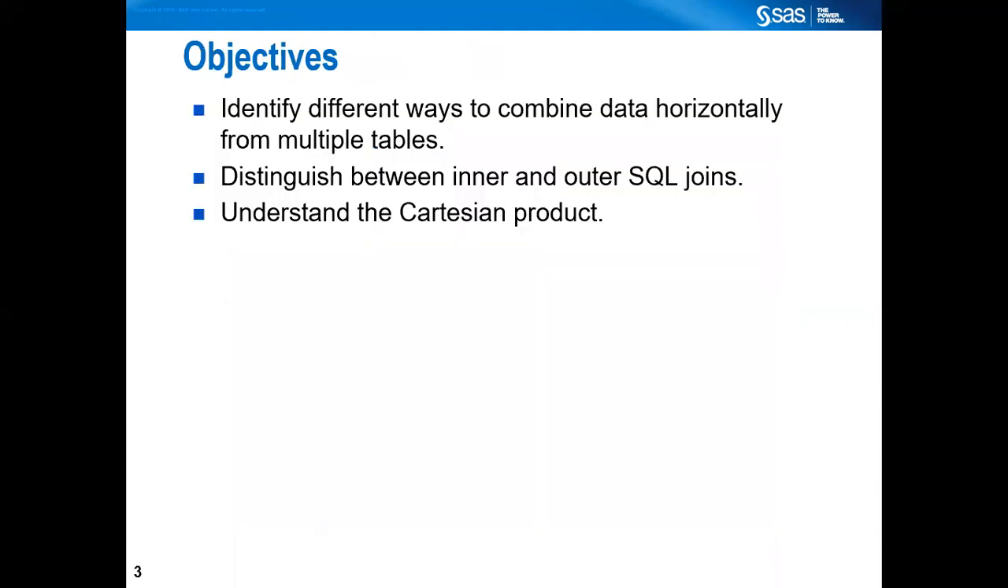The objectives here: we'll identify different ways to combine data horizontally from multiple tables. When I say horizontally, it's like joining the tables sideways on the basis of a common column. This is very much similar to your data step merge. We'll distinguish between inner and outer joins, and we'll understand the natural way of joining in SQL, which is called a Cartesian product.